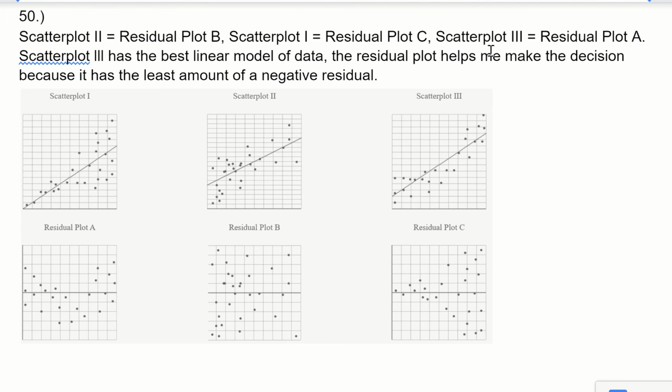And then finally, this person said scatter plot 3 goes with residual plot A. Scatter plot 3 goes with residual plot A. And I agree with that as well.